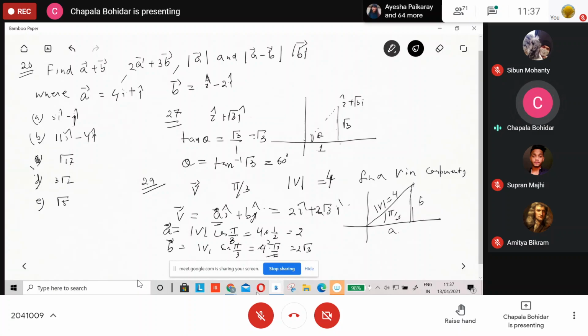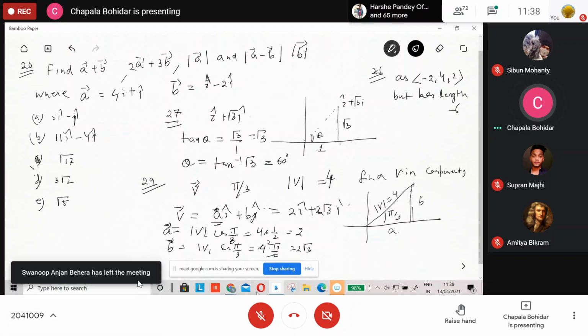that has the same direction as minus 2, 4, 2, but has length 6. It is question number 26. What will you do here? You tell me. What will you do here?